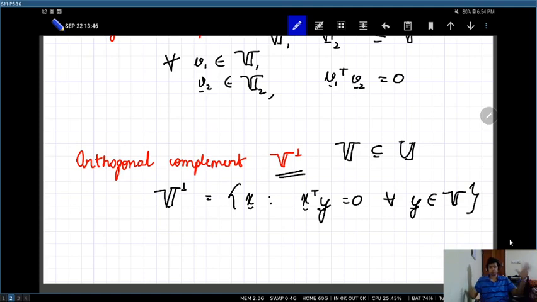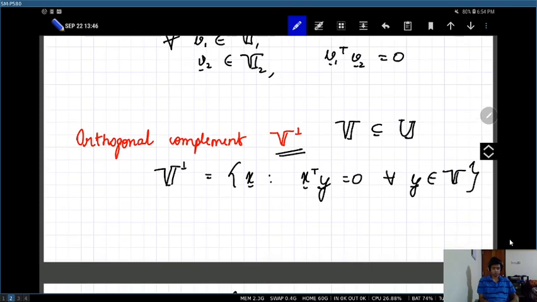In particular, if you look at 3 dimensions, the orthogonal complement of, say, a plane is the set of all vectors which are orthogonal to the plane. So the dot product with every vector in the plane should be equal to 0. And in this particular example, the orthogonal complement of a plane is simply the line perpendicular to the plane and passing through the origin. It may not seem obvious from the definition, but the orthogonal complement of a subspace is a subspace itself. So V perp is a valid subspace of U.